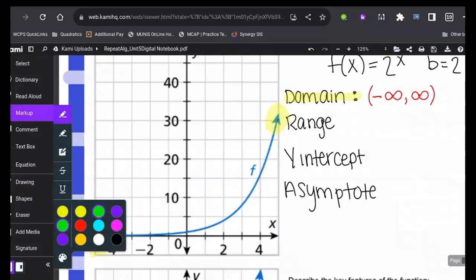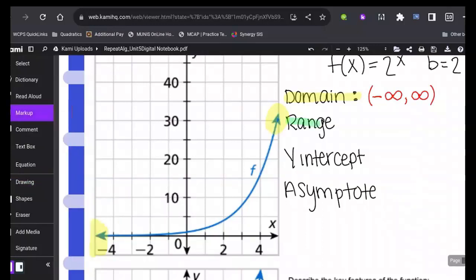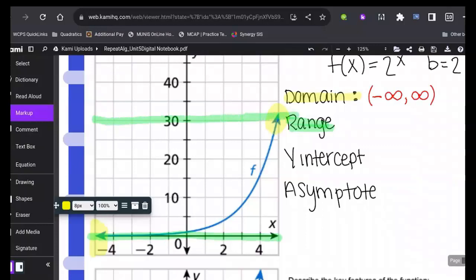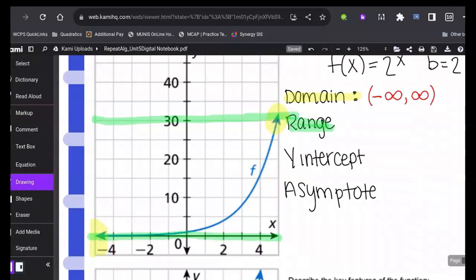So I'm going to change my color and I'm going to do the range in green. So the range is the lowest y value. So here's how low my graph goes. And then the highest y value, which is how high my graph goes. So it looks like the lowest number is at 0. It doesn't go below 0. So we start our range at 0.